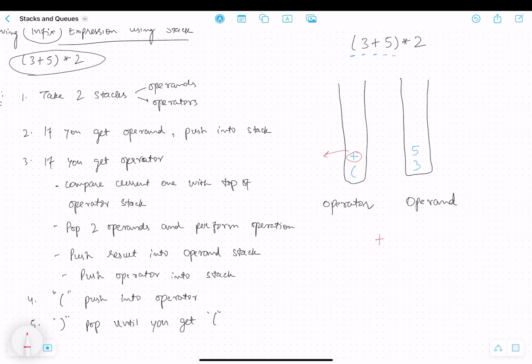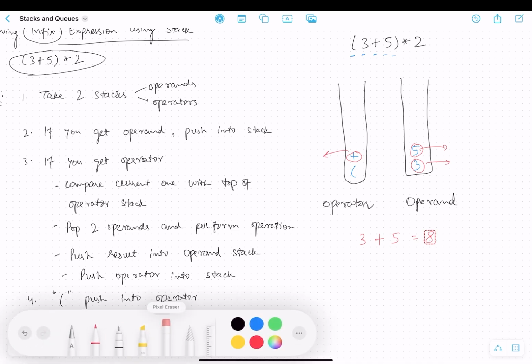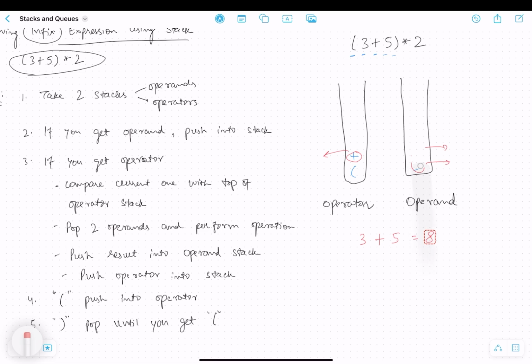Whenever an operator is popped out, we have to pop two operands, 5 and 3, in the reverse order. So these two will be popped out. When we perform the operation, what is the result? 8. It will be pushed back into the stack. So let's clean our stack.